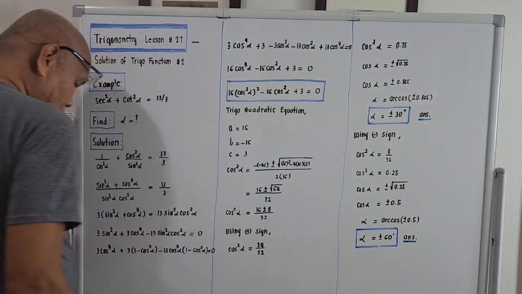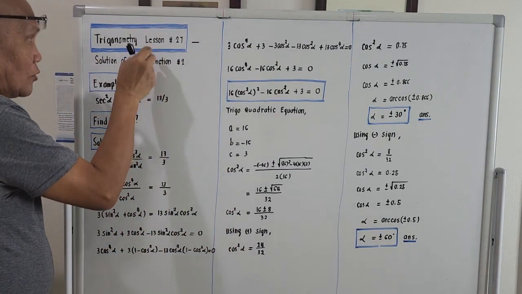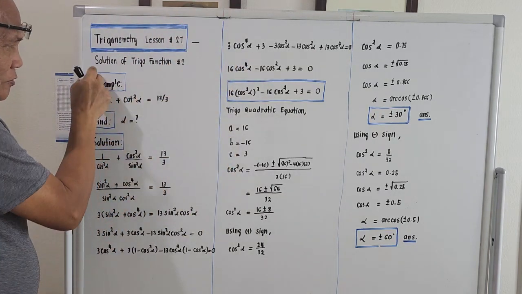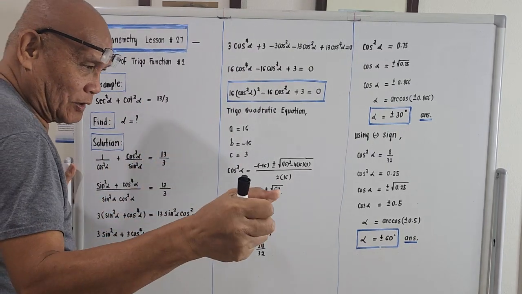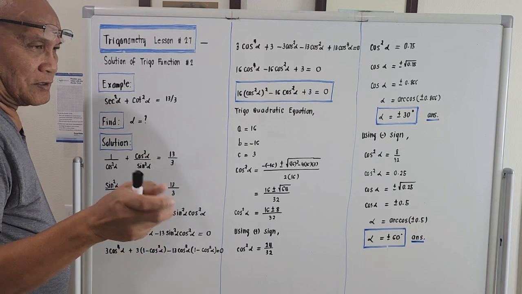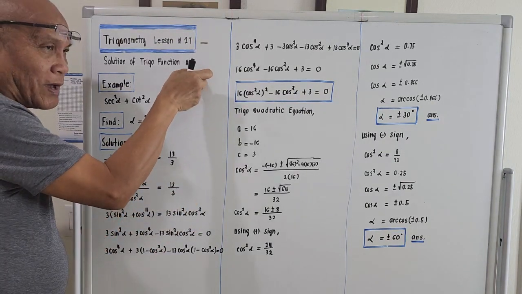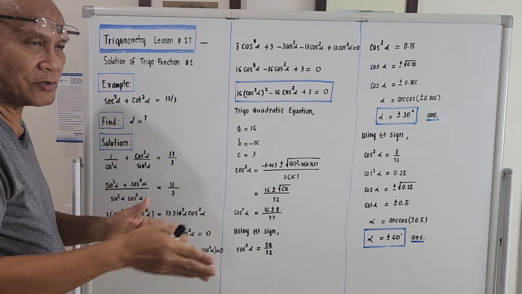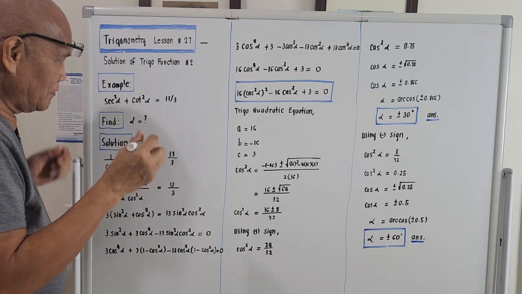The title of our lesson for this morning will be Trigonometry, lesson number 27, and the title of the topic will be Solution of Trigo function. This is function number 2. The last example from the last lesson is actually Trigo function solution number 1. This is number 2, so this is actually example number 2. Another variation of a problem. Okay, I will try to read the problem.